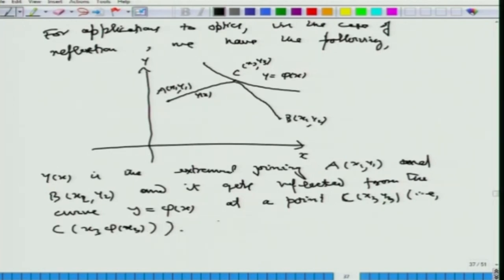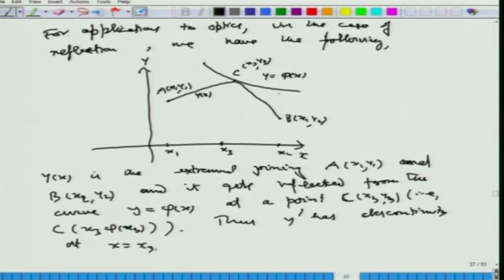So, obviously here y prime has a discontinuity at x equal to x3. Here this is x1, this is x2, and this point is x3. That is the abscissa of the point C, and y3 is the ordinate of this point C.